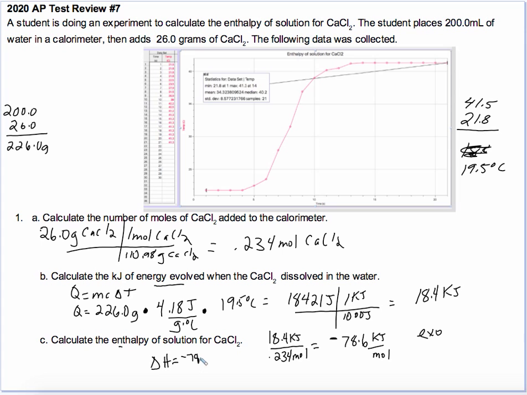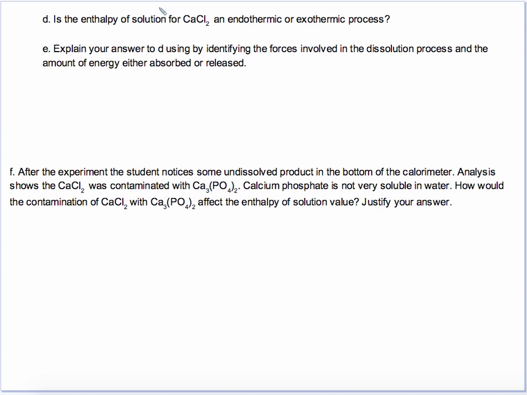Okay, so the enthalpy of solution is negative 78.6 kilojoules per mole. The negative is very important. Okay, if the temperature goes up on a problem like this, it's going to be an exothermic process. Put a negative sign on it. If it goes down, it's endothermic, positive sign.